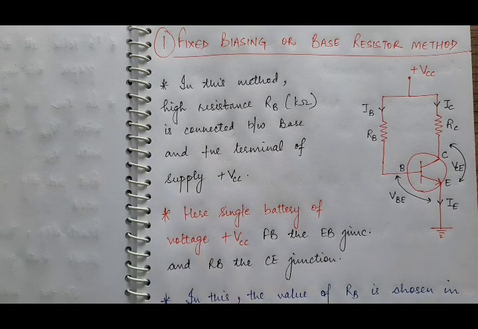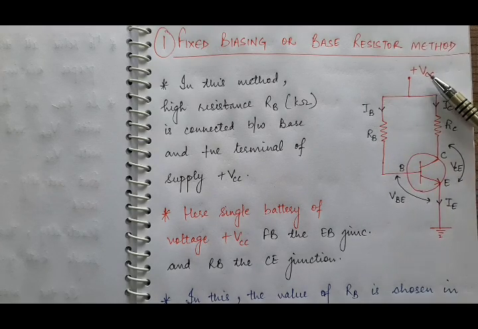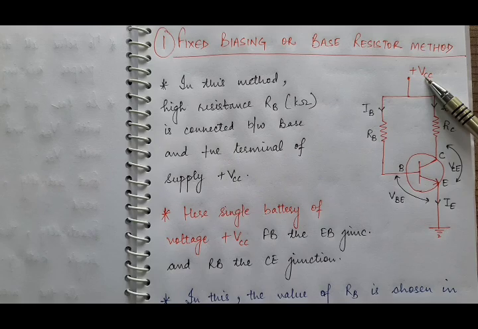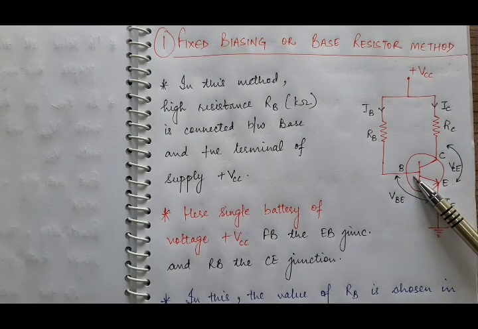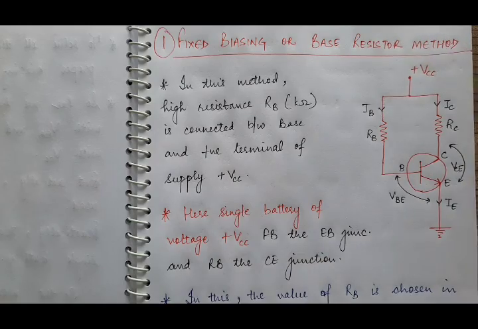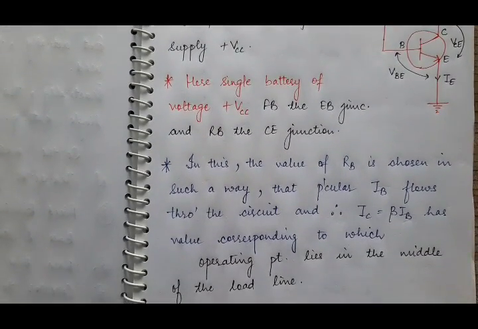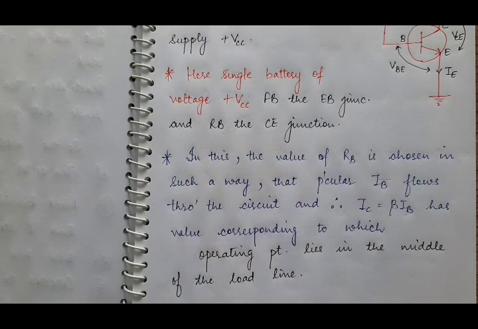Now you can read this, which I have already told you about, that here a very high resistance RB, of the order of kilo ohms, is connected between the source of supply, that is the positive terminal of the supply source plus VCC, and the base. And here we have chosen a single battery. And why are we choosing this RB? Because of RB, this is known as the base resistor method.